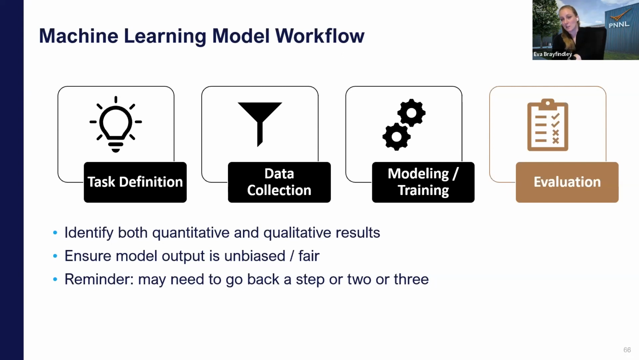And just as a reminder, if you get to the end of this process and you do the evaluation and it turns out your model absolutely sucks, you are totally allowed to go back in the process and try again at the modeling and training stage, or even all the way back to the task definition. Do you need to change your task a little bit so that you can actually address it with what you're doing?